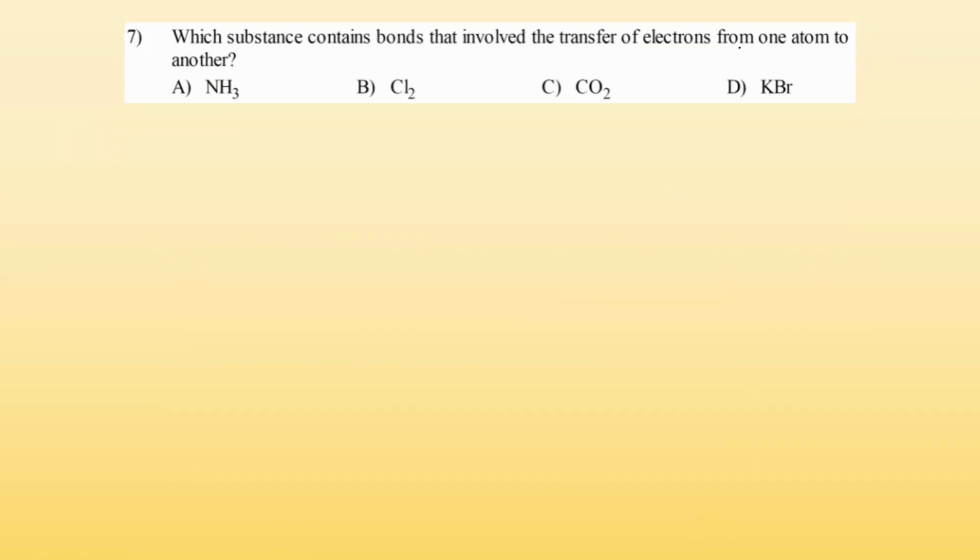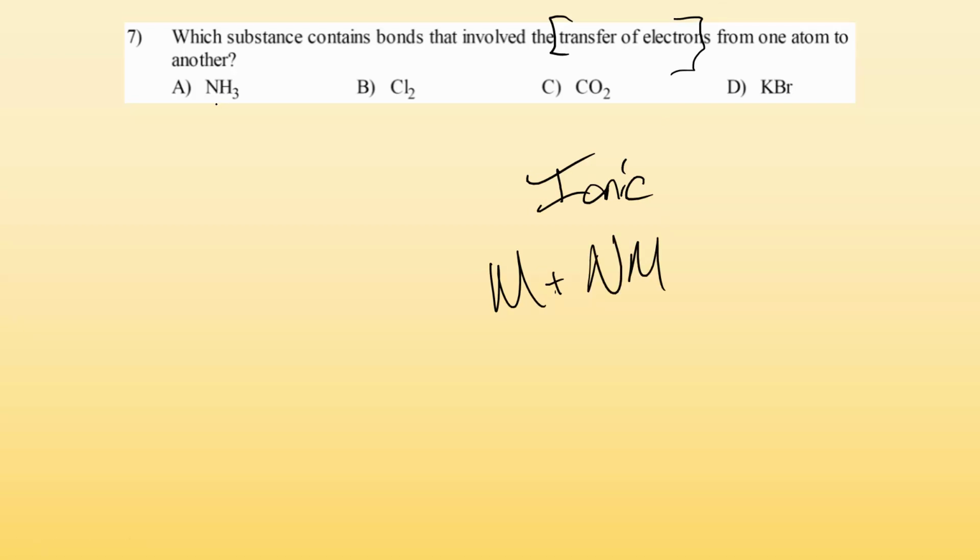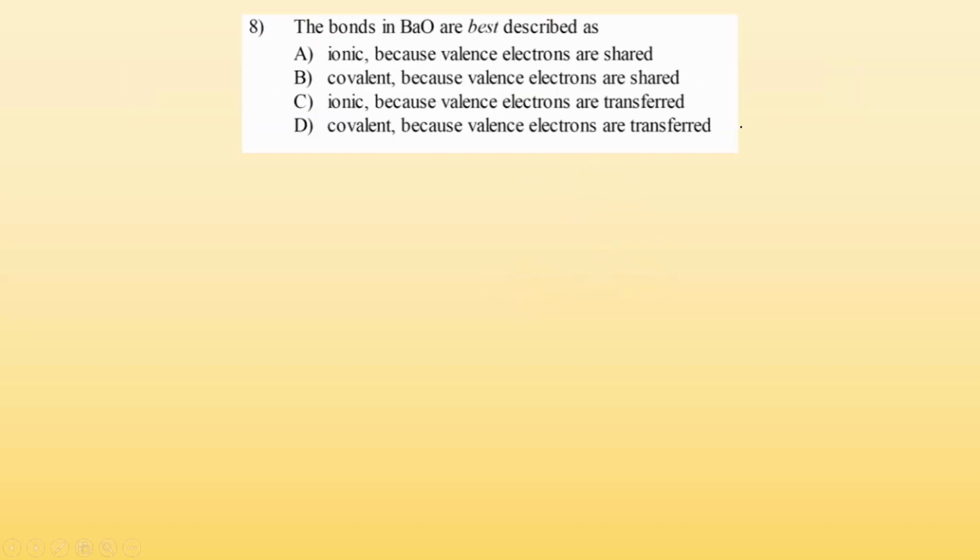7. Which substance contains bonds that involved the transfer of electrons from one atom to another? So what is this? What kind of bond is this? A transfer of electrons. That's going to tell you that it's ionic. So you're looking for a metal with a nonmetal. So which one of these? Well, let's see. Nitrogen, hydrogen, only nonmetals. Chlorine, nonmetals. Carbon and oxygen, only nonmetals. Hey, potassium, that's a metal. Bromine, that's a nonmetal. Boom, there you go. That is the ionic bond.